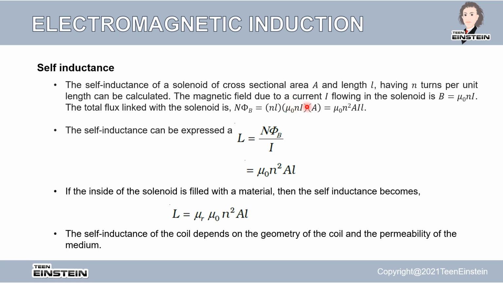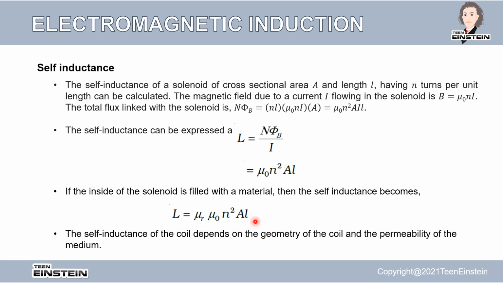I is the current in the solenoid. A is the area of the coil. So now you have mu 0 n squared A i L. So the self-inductance can be expressed as N phi B by I. So if you remove the I from this equation, then you get mu 0 n squared A into L.